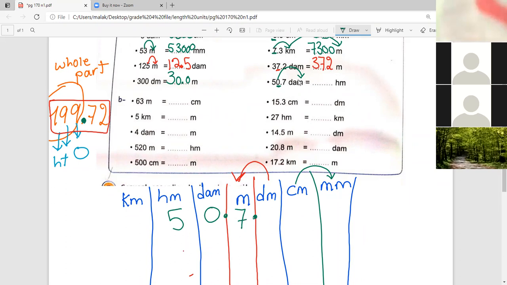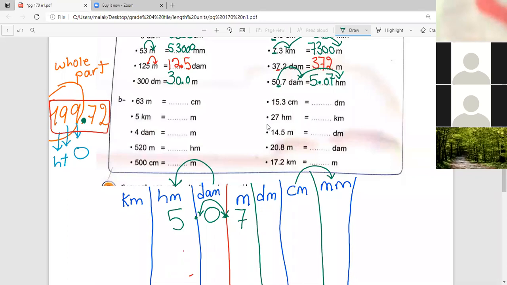We are moving to which unit? To hectometer. So we are in deca and we will move to hecto. How many steps should I move? One step. So we remove the point and move it one step back. Should we see the number? 5.07. Excellent, 5.07. Bravo, Raneem.